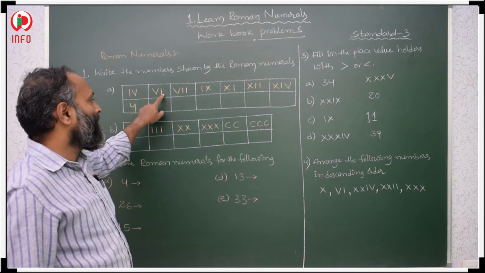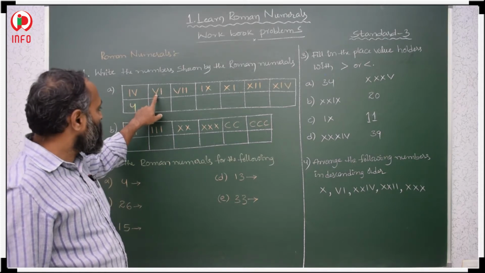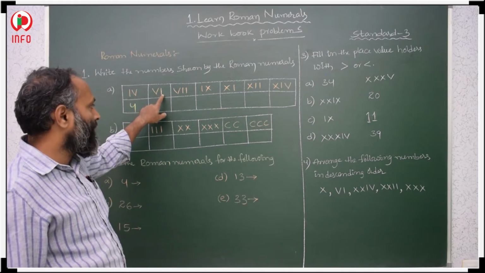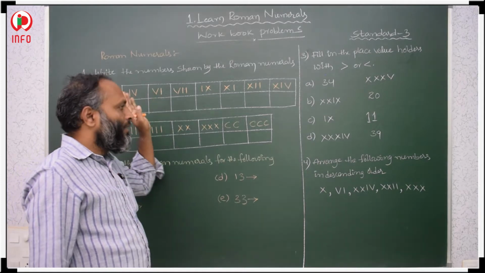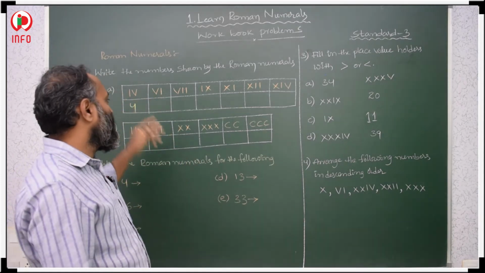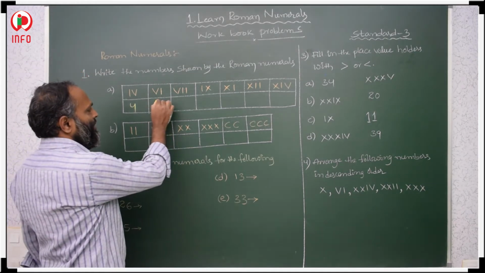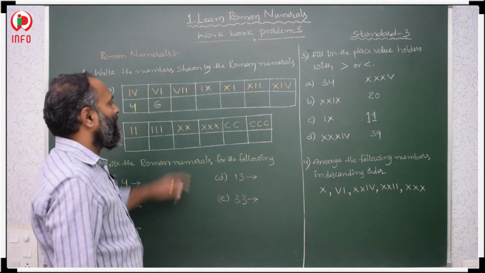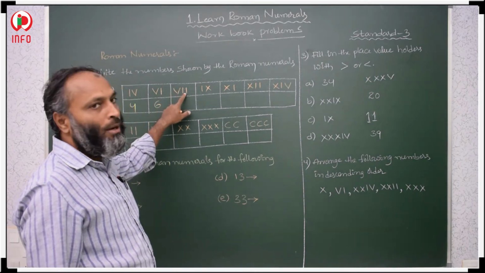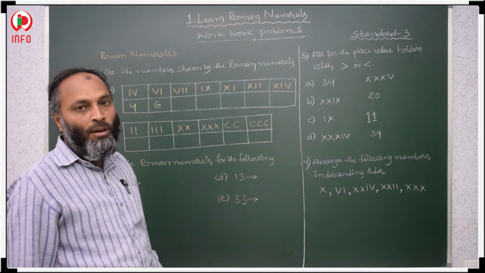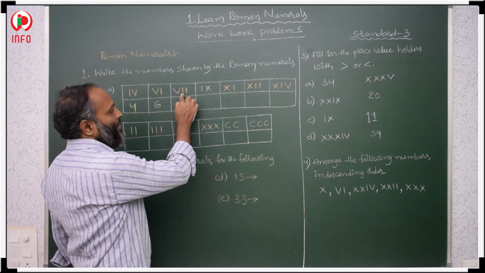V means 5, I is 1. The first number at the very beginning is 5 and the next number is I, that is 1. So the bigger number is on the left side of the smaller number, meaning the smaller number is on the right side of the bigger number. So we have to add, 5 plus 1, that is 6. Here this is 5, this is 1, this is 1. The smaller Roman numerals are on the right side of the bigger Roman numeral, so we add 5 plus 1 plus 1: 5 plus 1 is 6, 6 plus 1 is 7.